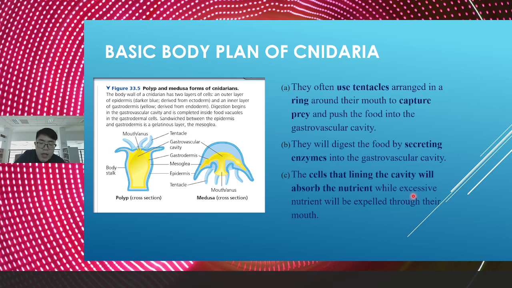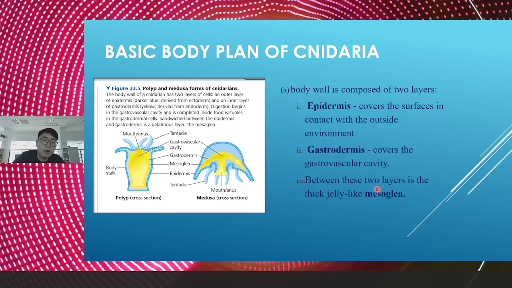then if have excessive nutrient, macam human kalau ada excessive nutrient kebanyakan akan store dalam beberapa tempat kan for human, but for this kind of organism they cannot store excessive nutrient. So they will directly expel through their mouth. So kalau mereka makan banyak, nutrien terlalu banyak, mereka akan keluarkan nutrien itu. Mereka tak boleh simpan nutrien yang lebih banyak. So this one you have to learn.